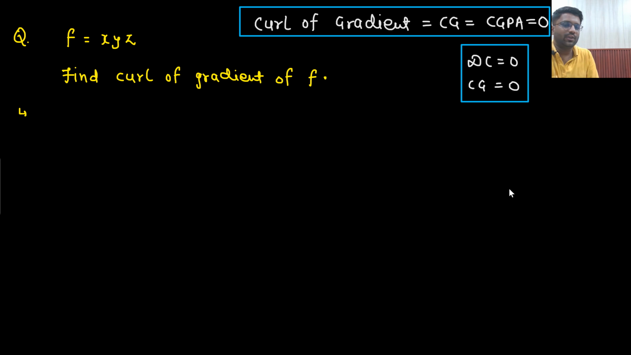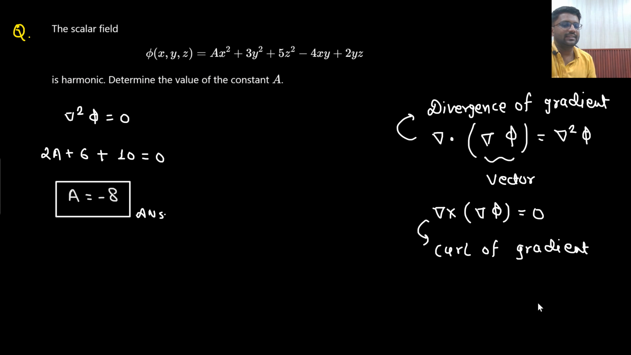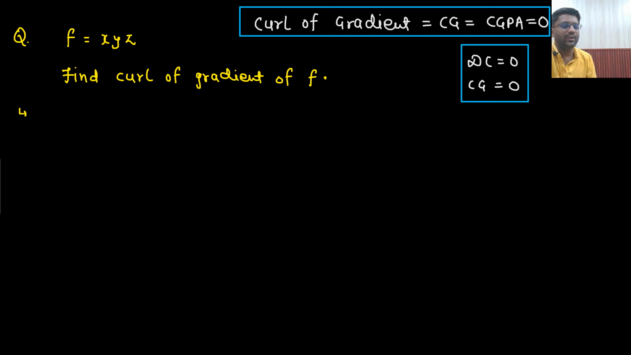Divergence of curl is 0, curl of gradient is 0. Now if they are asking anything else, let's just say divergence of gradient, then you will think, sir, it is not equal to 0. Only these two are 0, you need to remember. These are known as null identities.